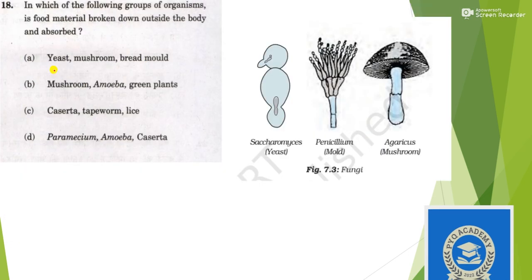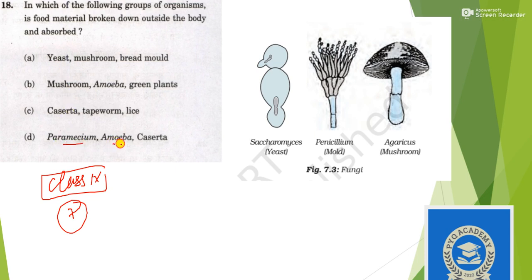Let's move to the 18th question. In which of the following groups of organisms is food material broken down outside the body and absorbed? This is a question from class 9 NCERT, chapter 7, Diversity of Organisms. Suppose we don't know the answer, but let's try to guess. Let's start from the lower one.